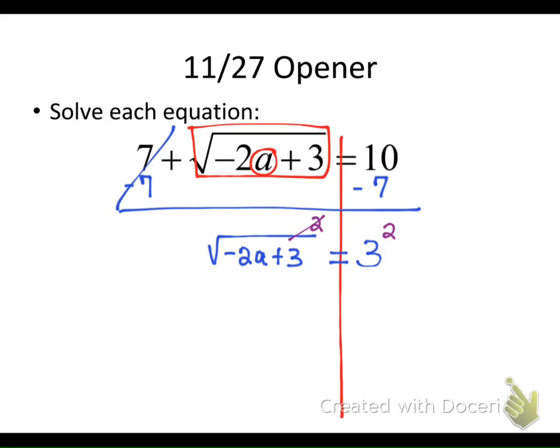So square and square root are inverse operations. They cancel each other out. So again, on my left side, now that I canceled my square root sign out, I can just bring down negative 2a plus 3. Then on my right side, what's 3 squared? 9. And now I have a two-step equation.